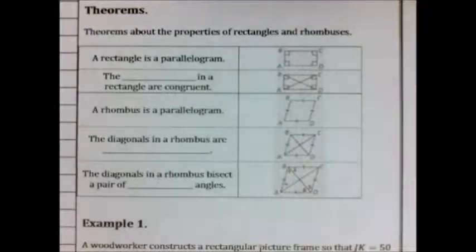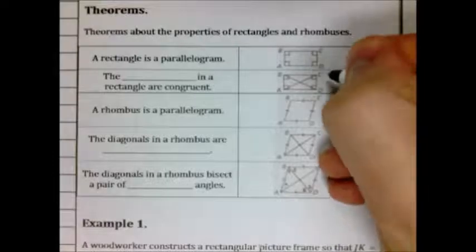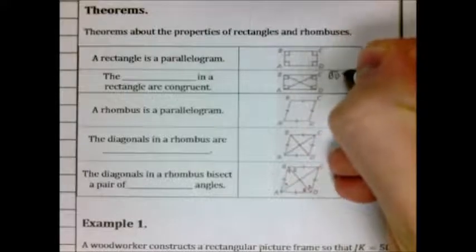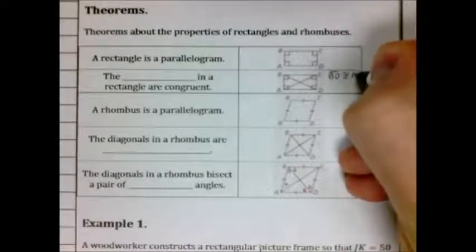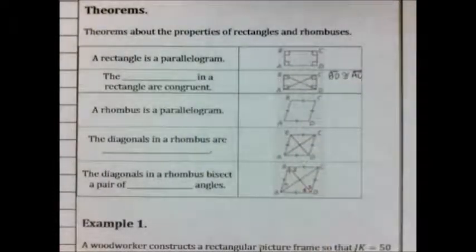Okay, so now the second statement here says the diagonals in a rectangle are congruent. Okay, so this takes the diagonals thing a little bit further for rectangles. If the diagonals in a rectangle are congruent, then that means line BD has to be congruent to line AC. Not only are they going to bisect each other, but they're going to be congruent. Okay, next we have a rhombus is a parallelogram. So again, all of the things that were true about a parallelogram are true about a rhombus.